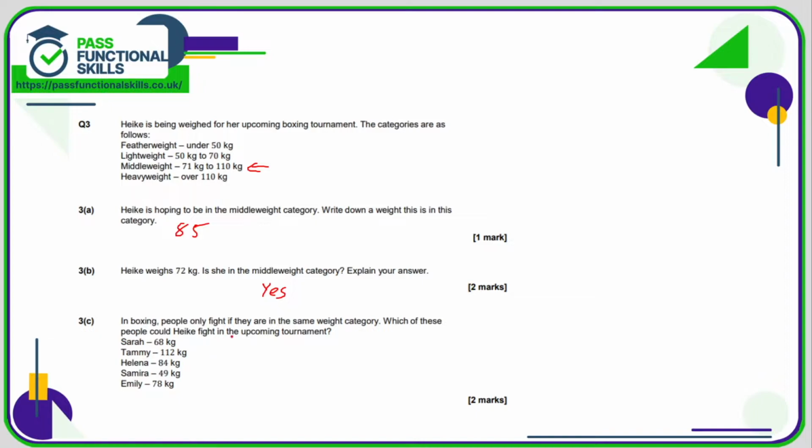Okay, so people only fight if they're in the same weight category. So Heike is in the middleweight category, so who can she fight? Who is between 71 and 110? Not Sarah, she's too light. Tammy, too heavy. She could fight Helena, as 84 is between 71 and 110. Samira, far too light, and she can also fight Emily as well.